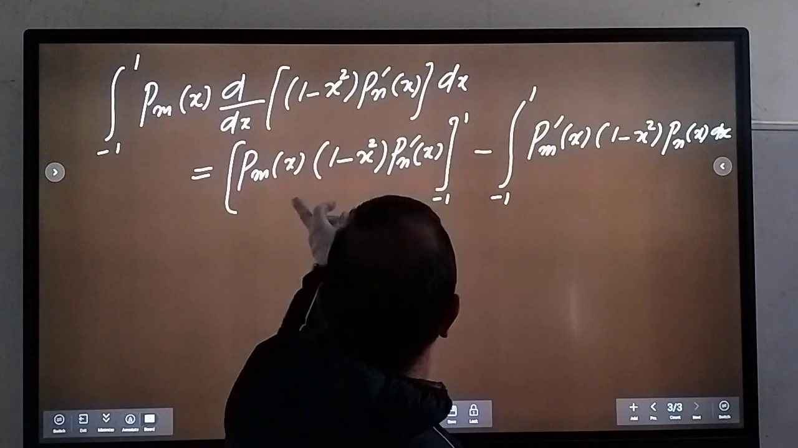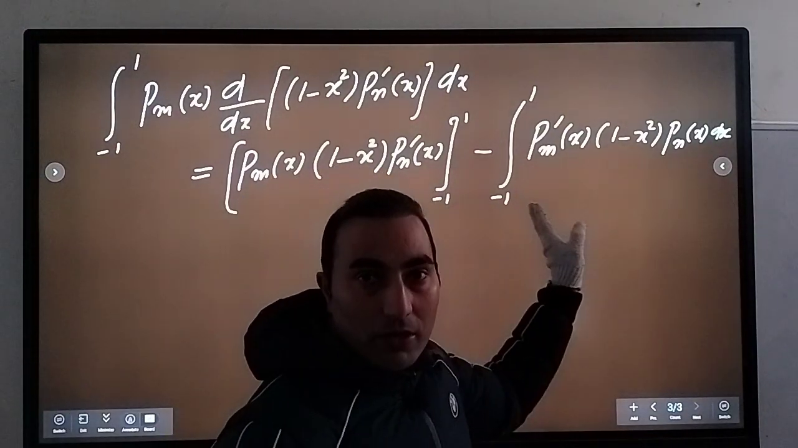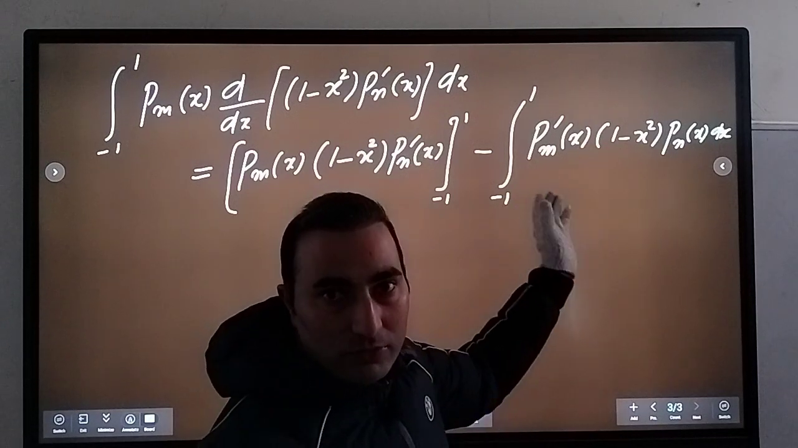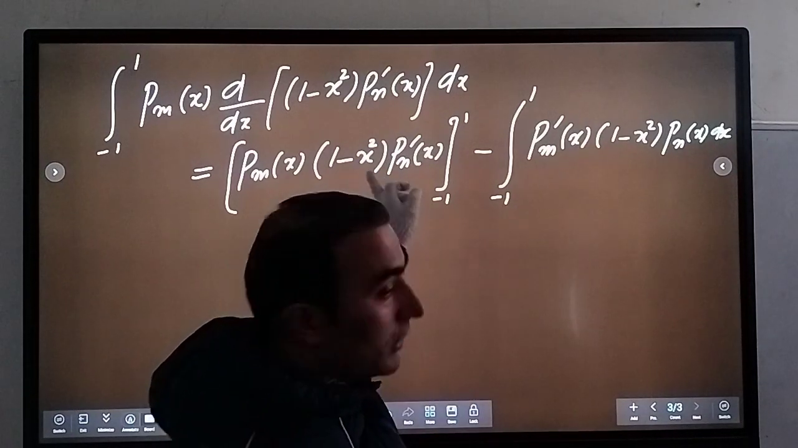Now, because we have this Pm of x, P dash of x, you should choose the limit now. Because we need to put that limit x equal to +1 and -1. So when I give the limit here, it will be equal to.